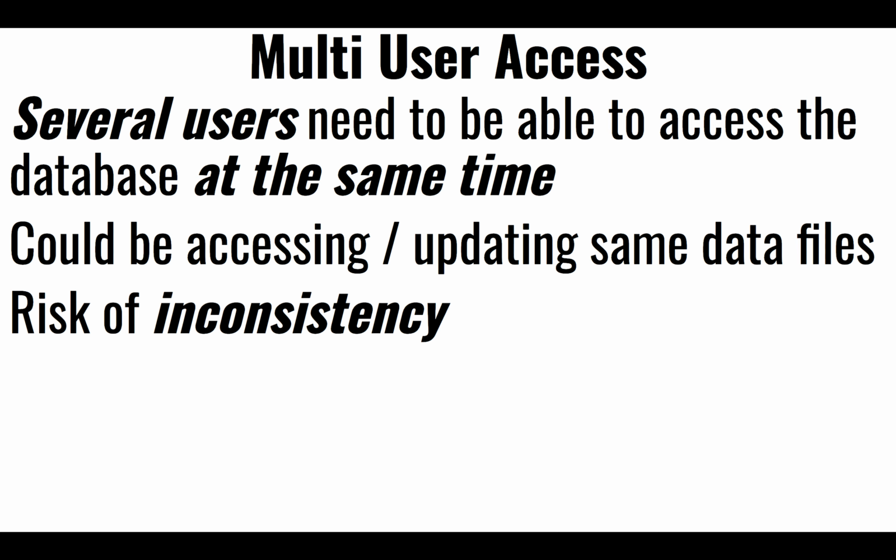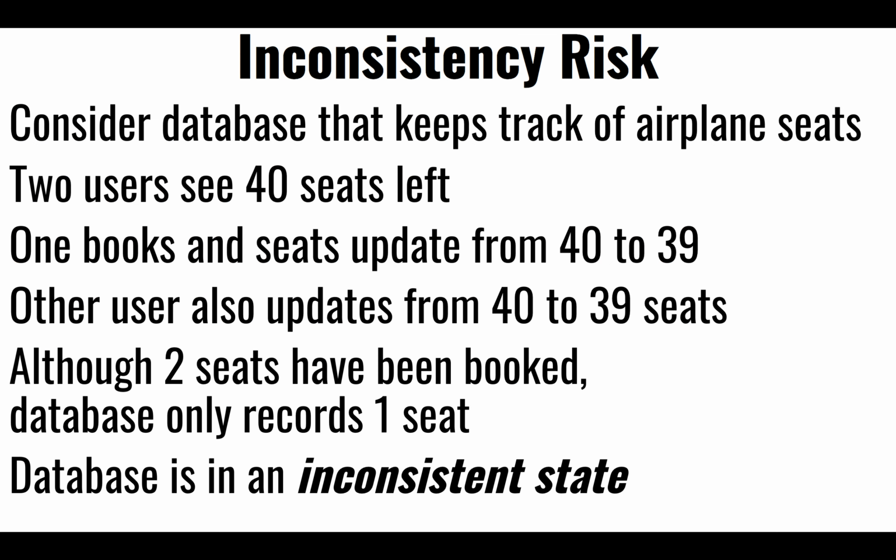Multi-user access. Certainly there's the risk of inconsistency when multiple people are accessing the database at the same time. When you're at kayak.com trying to get a seat on an airplane, it says there are 40 seats available, and when you go to pay for it, actually they're gone. Well, how did that happen? Certainly you're not the only one accessing the database and modifying it.